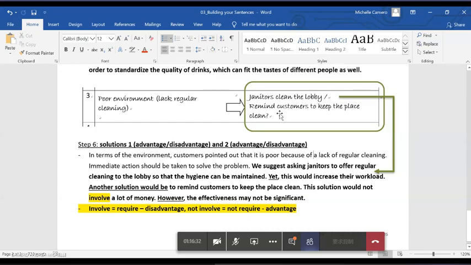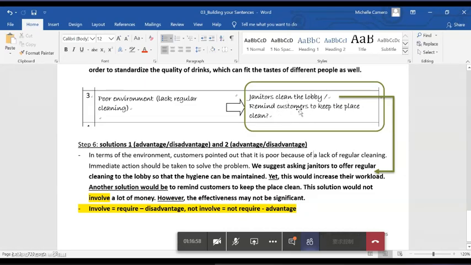Now, this does not mean you are recommending both solutions. That is not what you're doing here. What you're doing is you're letting your boss know that there are 2 solutions. You're telling your boss, okay, the company can do this, or the company can do this. Okay, so we can have janitors clean the lobby or remind customers to keep the place clean. Okay, your company will not do both. It will only do one of them.